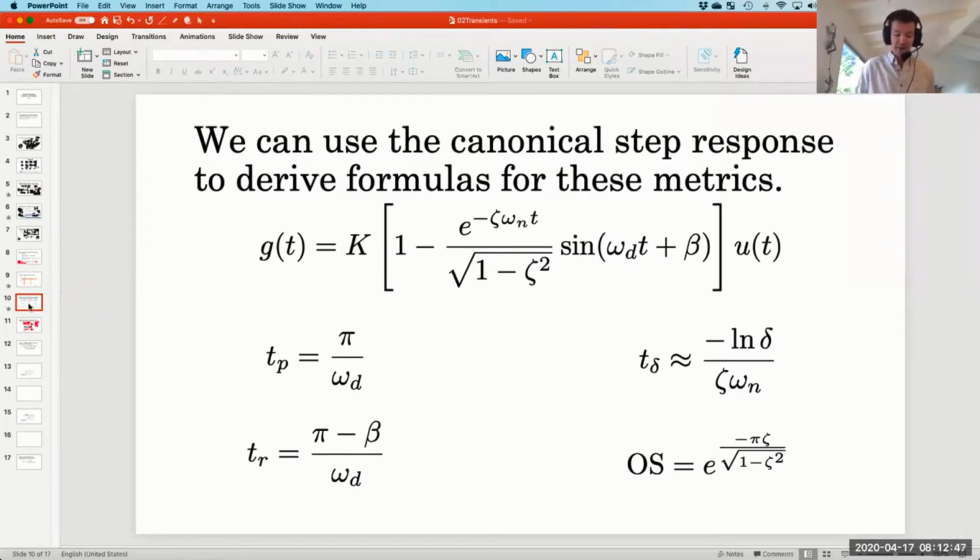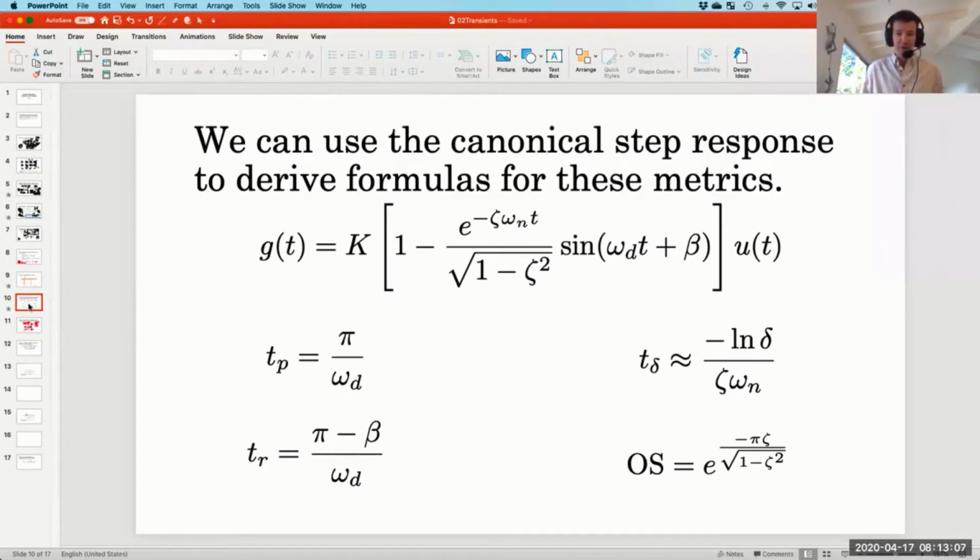So that's all we're talking about here: I want you to see that once you know the natural frequency and the damping ratio of a system, you can jump straight from there to this slide and tell me what the peak time of that system's step response will be. You can tell me what the overshoot of that system's step response will be.